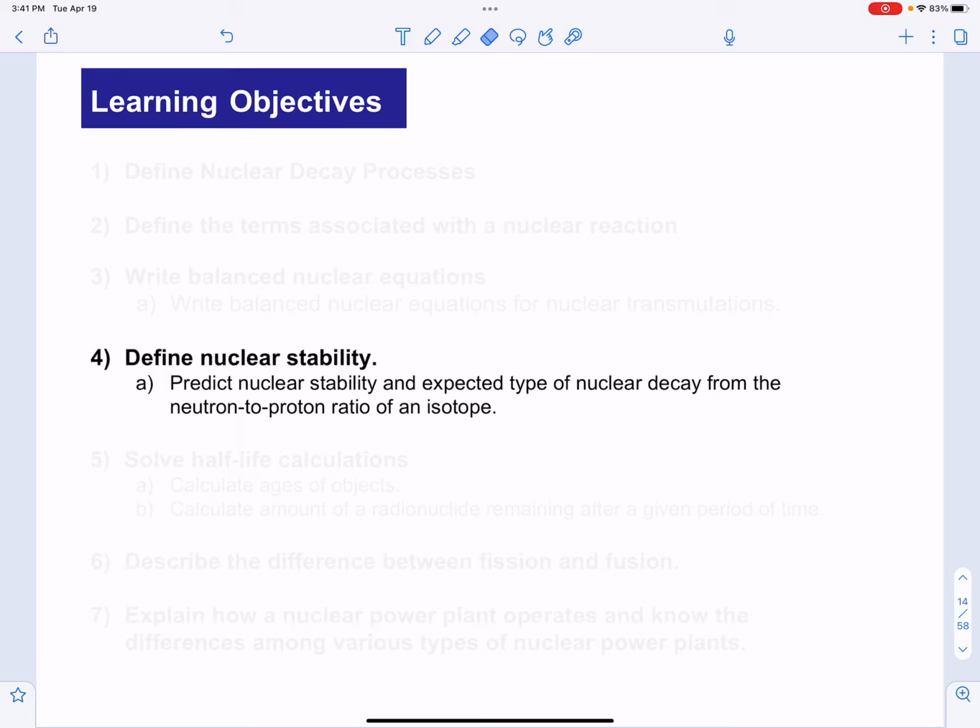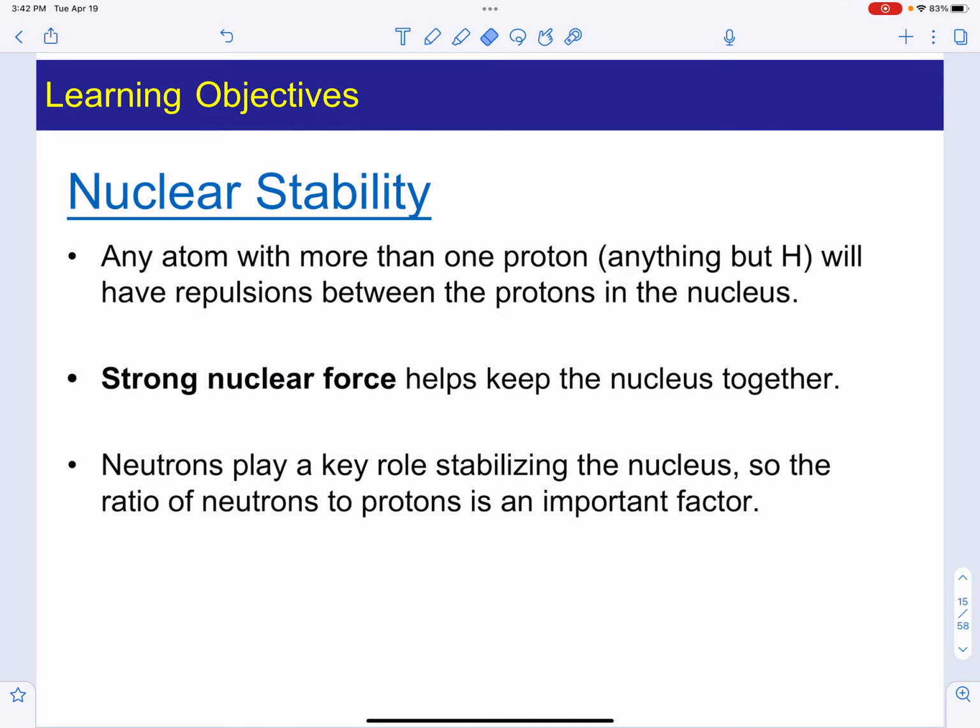So how do we know which elements will tend to do that, and how do we know which elements are going to be stable? The more stable an element is, the less possibility that it will have isotopes, because the stable one will probably be the one with the highest abundance. The more unstable it is, the more possible isotopes it can have. So let's define nuclear stability.